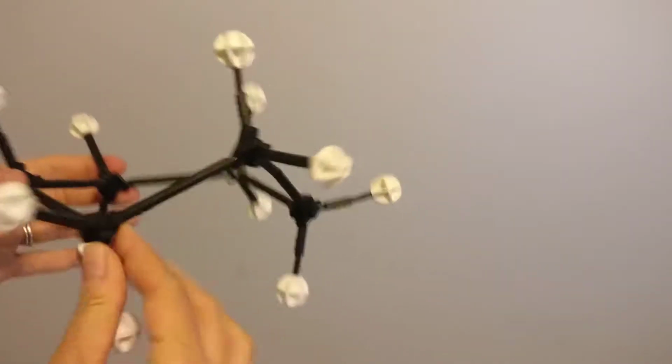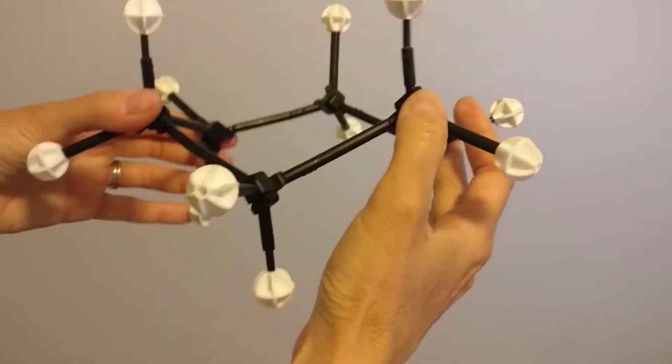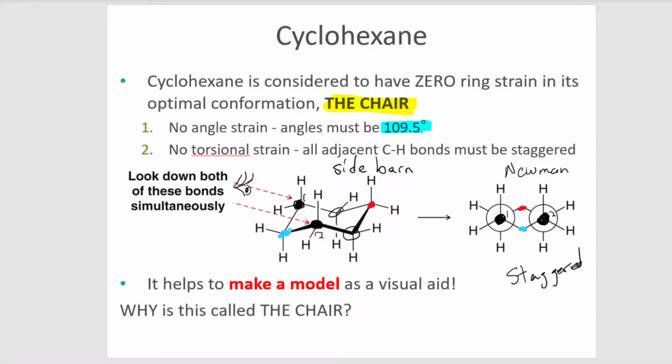So the chair allows for 0 ring strain because no angles are outside of 109 degrees, and all of the bonds off of the 6 carbons in the ring are staggered at all times to one another. That is what makes 6-membered rings so prevalent in nature and in construction. If they're that stable, they're much easier to make. And it's why we see it so much in nature.